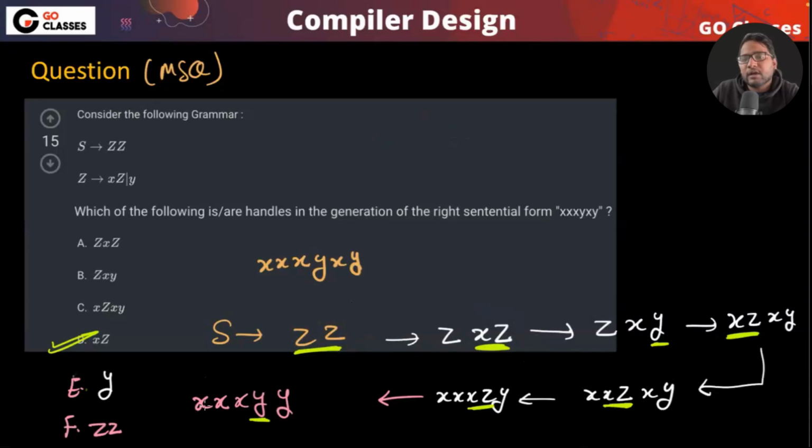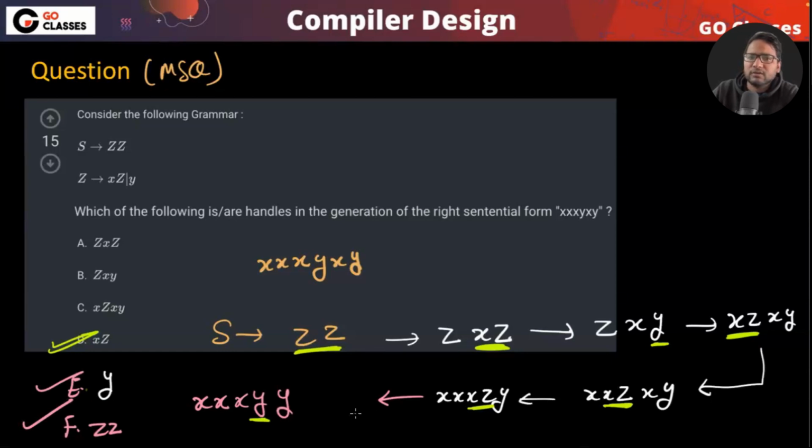That can also be asked as an NAT, right? That how many unique handles are there, irrespective of the position? Okay, let's not worry about the position. Irrespective of the position, how many unique handles are there? So what are the answers? Three. So here, E and F both are the answers if there are options, right?